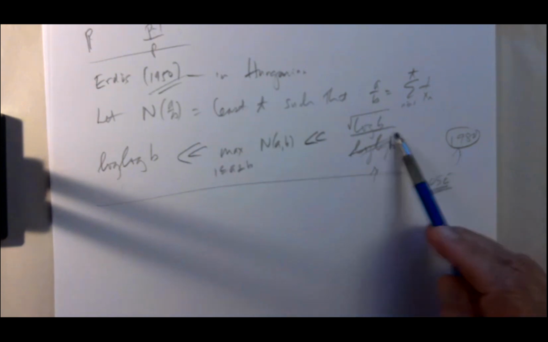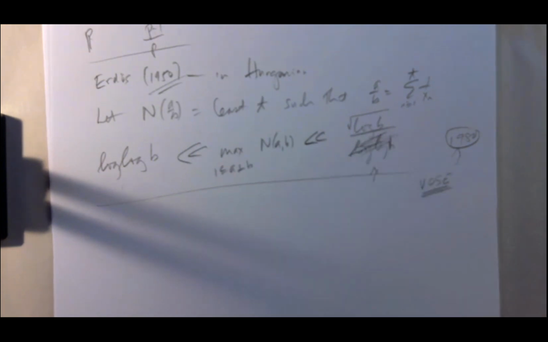Is that result best? Can he produce a sequence where you get the square root of log b? Well, I would expect that square root of log b is still far away from the truth. I would guess that maybe it's log b to the epsilon. It's just nobody can prove it. I would guess the upper bound must be much smaller.